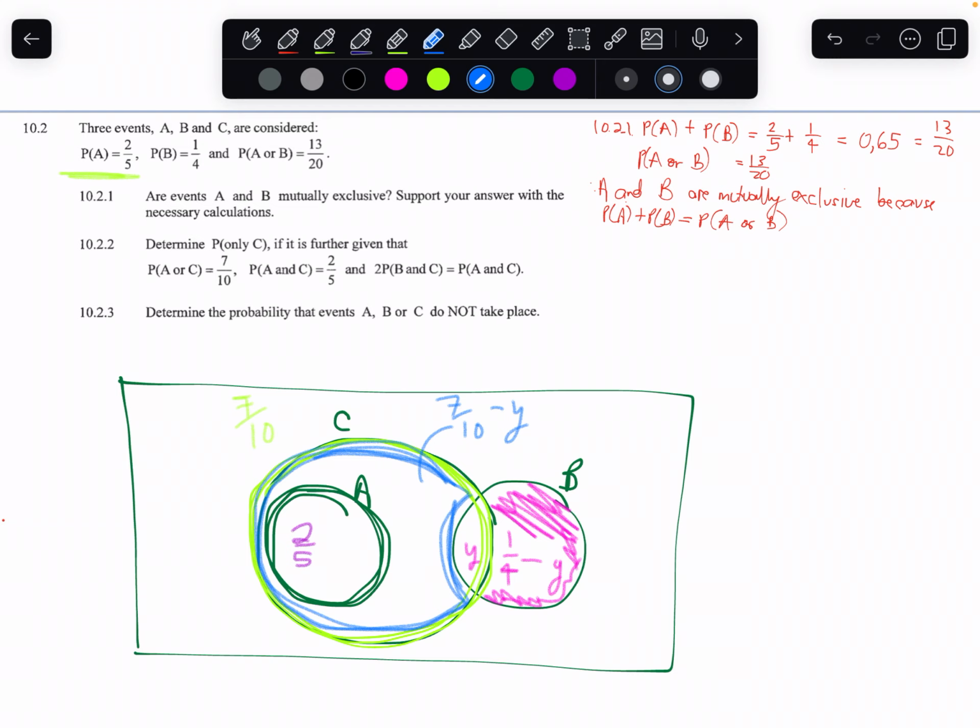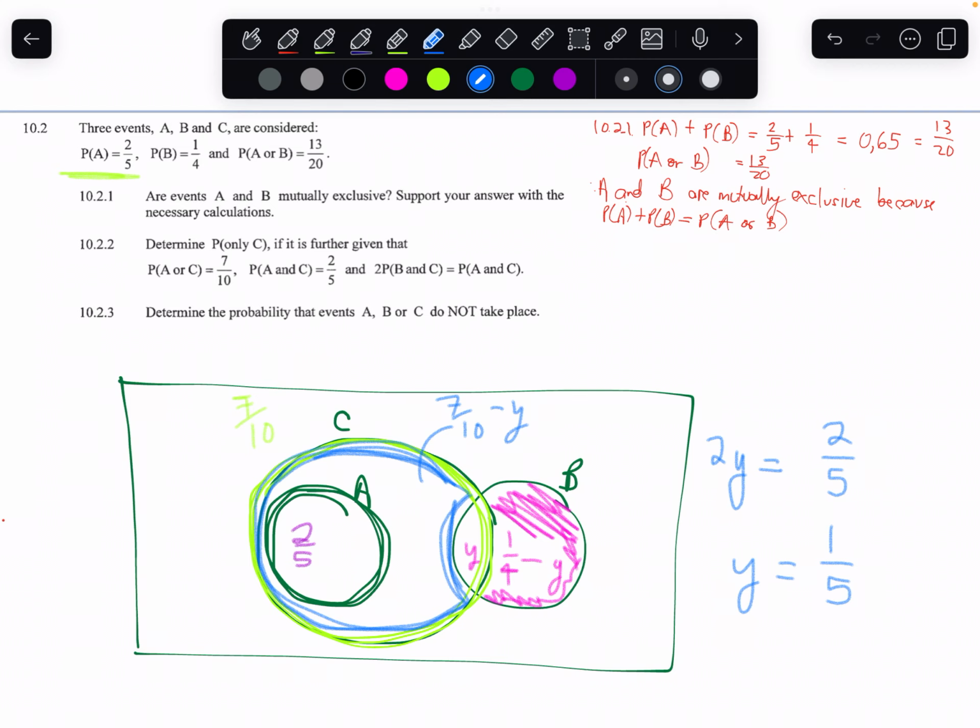Right, and then we know that 2 times the probability of B and C, so that's our cute little Y over here. So 2Y is equal to the probability of A and C happening, which is this, right? We know that if A happens, C happens. So that'll be 2/5. And so Y will be 1/5, right?